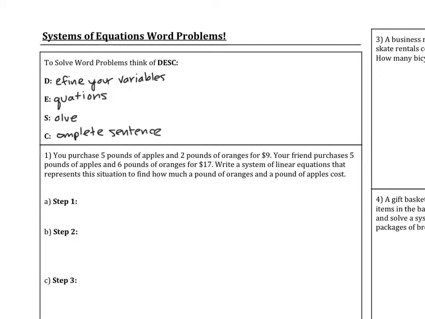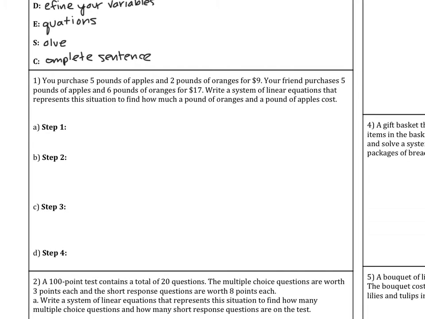It is a word problem, so you want to answer it like you were talking to someone in real life. So here, let's look at this first problem together. It says, you purchase 5 pounds of apples and 2 pounds of oranges for $9. Your friend purchases 5 pounds of apples and 6 pounds of oranges for $17. Write a system of linear equations that represents this situation to find how much a pound of oranges and a pound of apples costs. So I'm going to underline this part.